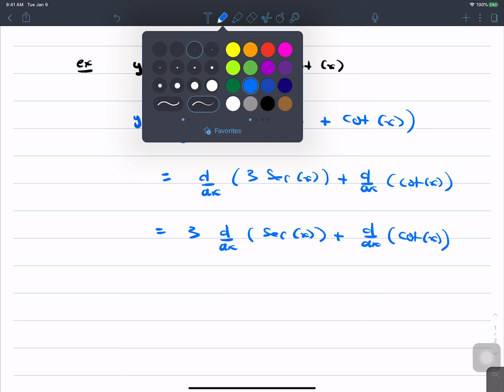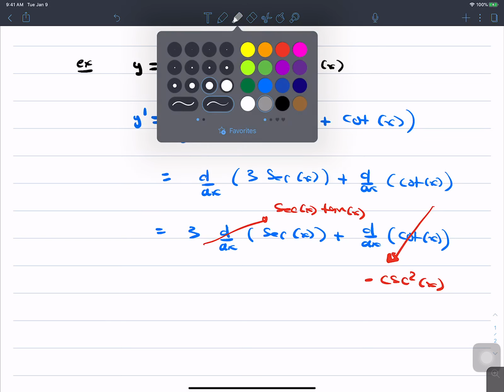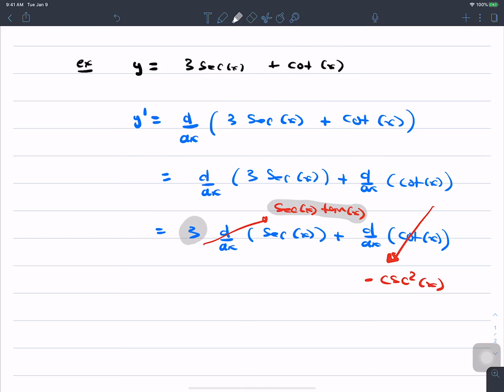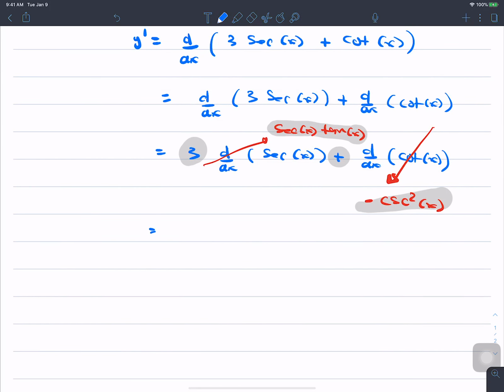So now we have to know the derivative of secant here. And that's going to be secant tangent. Derivative of cotangent is minus cosecant squared. So put this all together. 3 secant tangent plus the minus cosecant. So you end up with 3 secant tangent minus cosecant squared. So there's your derivative.